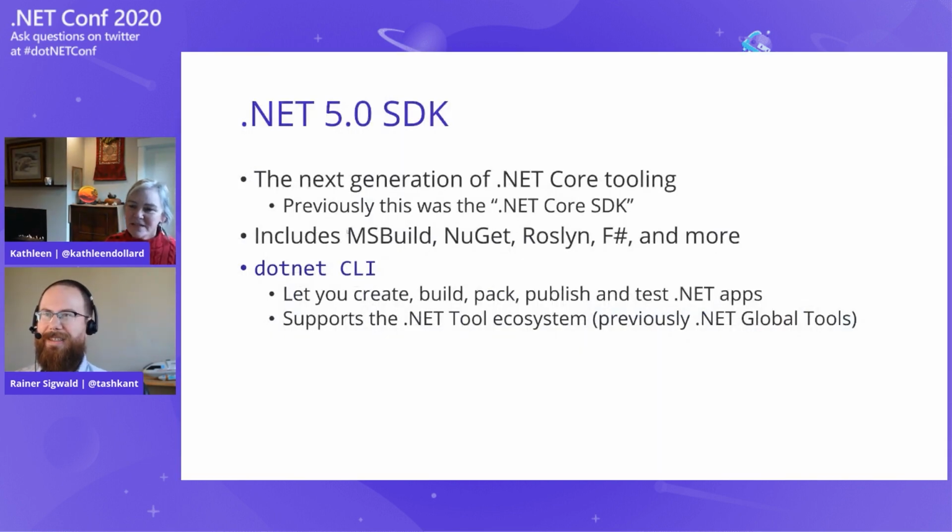So the .NET 5 SDK is the next generation of our tooling around .NET. We dropped the word core, so it's just now the .NET 5 SDK. We dropped the name core everywhere. And the SDK is a set of things that includes the tools you need to build your applications, like MSBuild, NuGet, the Roslyn and F# compilers, and other tools that you need to build all that stuff, all in one convenient package or place.